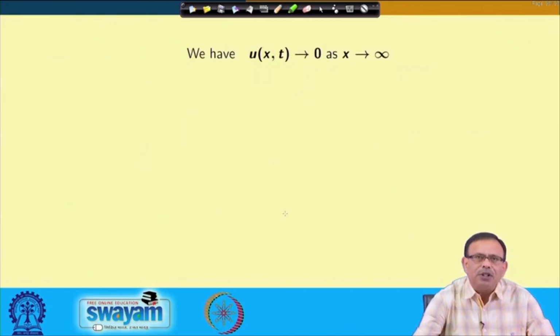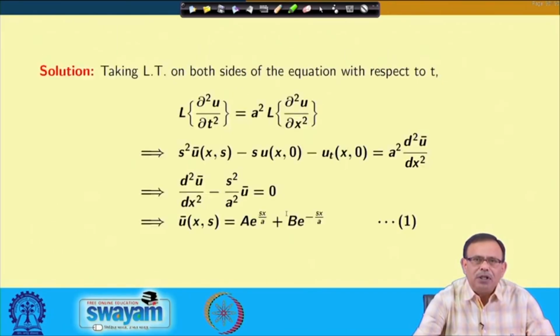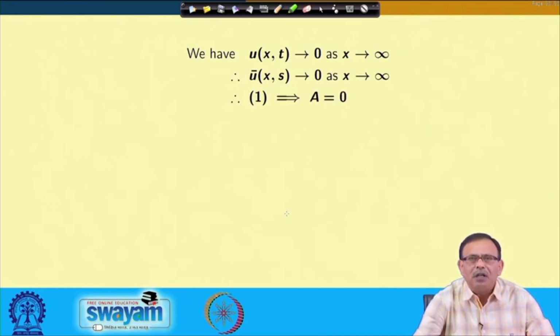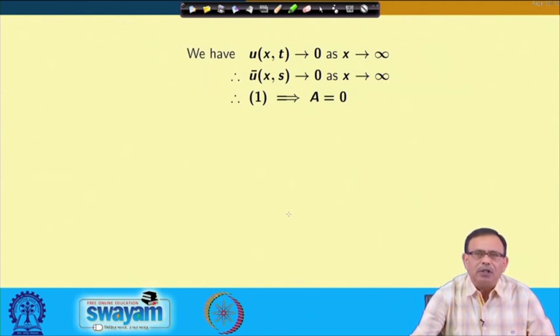So, one condition I know: u(x, t) approaches 0 as x approaches infinity. This was your equation 1. So, once I know u(x, t) approaches 0 as x approaches infinity, therefore u bar(x, s) approaches 0 as x approaches infinity. If you substitute in 1, you will find that the second term vanishes, and for the first term then A equals 0, since the e power term cannot vanish.